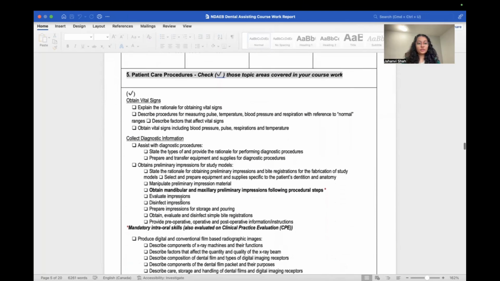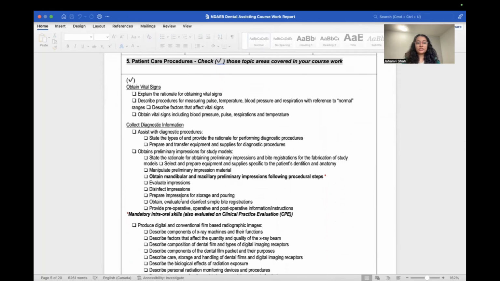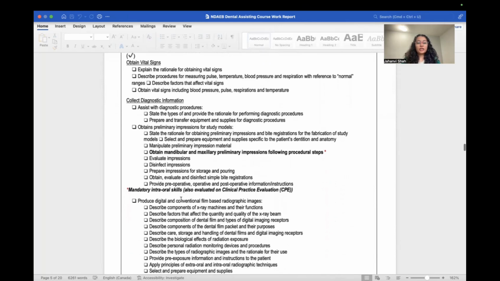Going to the next part, which says patient care procedures. Some of the portions or the parts are pretty long, and you have to sit down and see which or when are they taught to you. So just make sure you're doing the right thing when you're filling up the form.